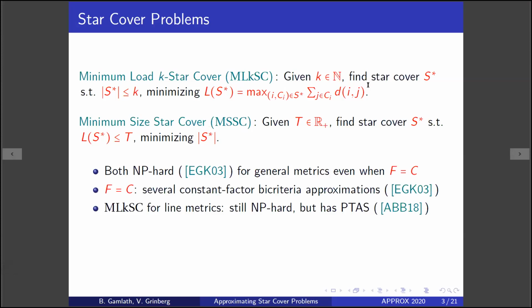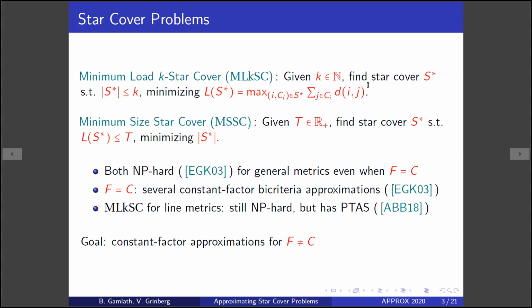These problems seem to be one of the most poorly studied ones in the field of facility allocation problems. As shown by Even et al., both problems are NP-hard for general metrics, even when the sets of facilities and clients are the same. For the latter case, however, several constant factor bicriterion approximation algorithms have been developed. Recently, Ahmadian et al. have shown that minimum load k star cover remains NP-hard even for line metrics, and provided a PTAS for this case.